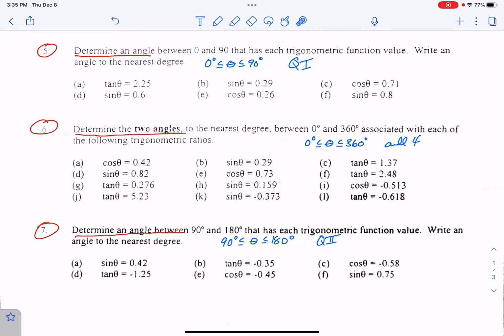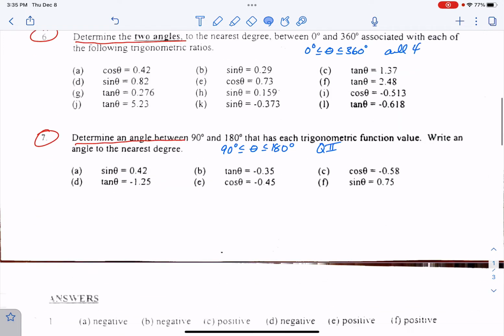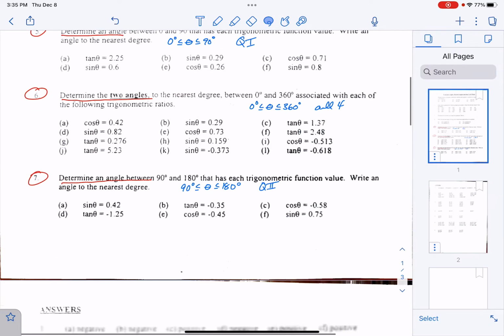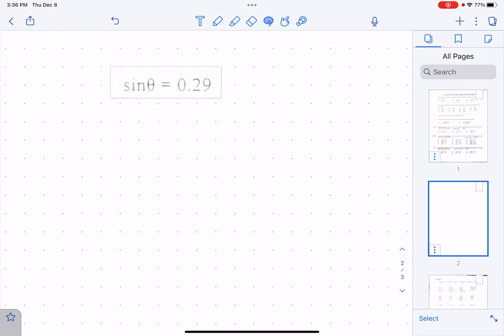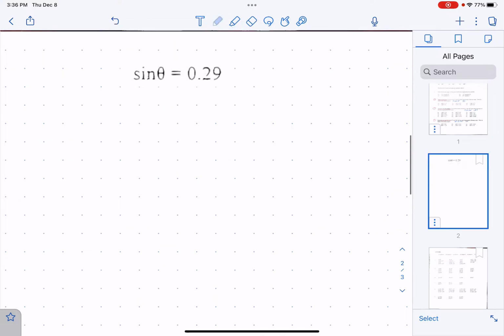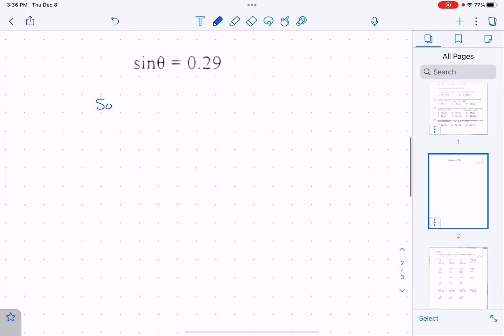Let's take a look at one of these questions here. Let's take a look at sine theta equals 0.29. If I was going to do that question, we're going to add a little page here. If I'm going to solve for this, the question is actually saying solve for theta. It wants to know what value, if I put it in for sine, I'm going to get 0.29 out, so the side length ratio.